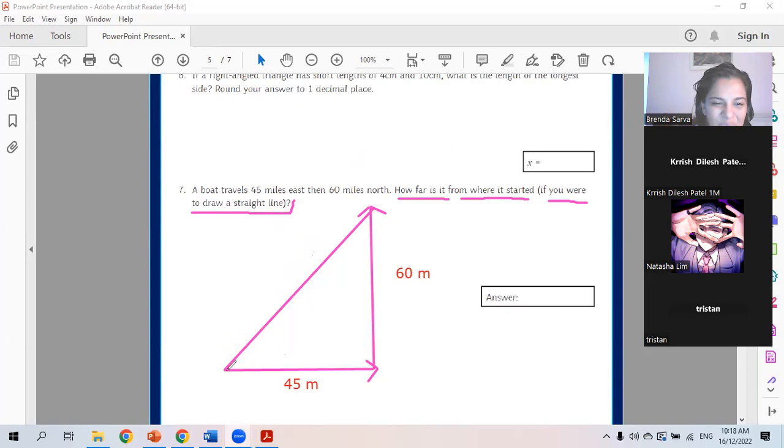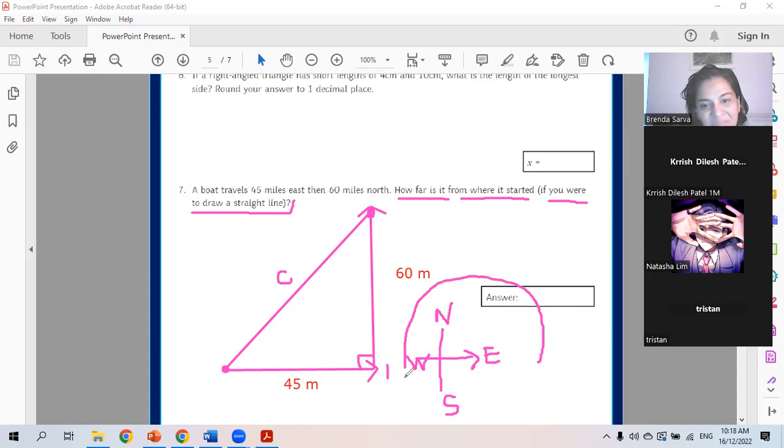Okay, so the shortest route would be from where that ship started to where that ship is right now. You are going to find the hypotenuse of this triangle. Remember, this is a right angle because on the compass, this is your east, this is your west, this is your north, and this is your south. Trust me, for this chapter, you need to integrate this knowledge. This is basic knowledge that will come in for many questions. So can you then find the hypotenuse?